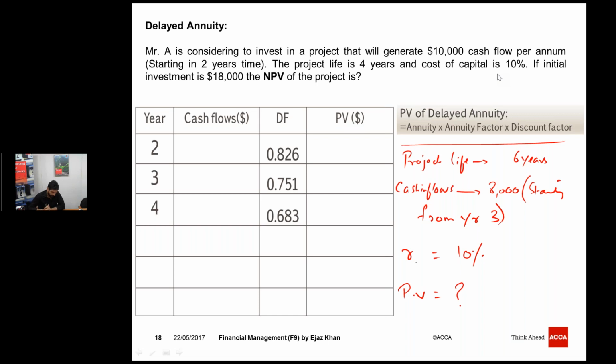We'll be solving this question. I'll be solving this question in a while. Just try yourself and we'll discuss it. Remember counting cash flows and counting the delay in years.